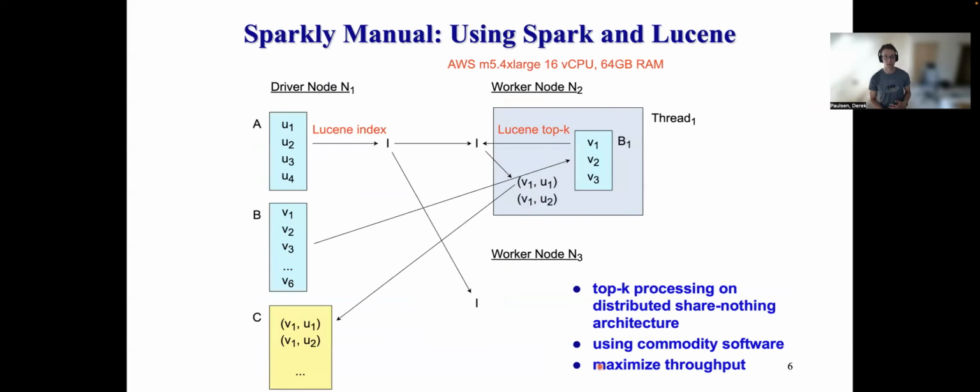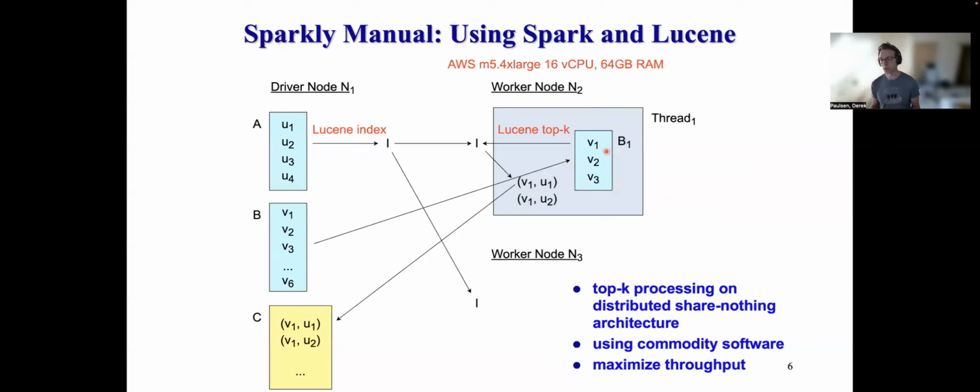Of course, we want to scale this up to many records, and we do that by using common open source software, in particular Spark and Lucene, hence the name Sparkly. Suppose we have a 3-node cluster. We have a driver node here, which is N1, and 2 worker nodes, N2 and N3. We'll again begin by taking table A, building a Lucene index on it, and then distributing that index I to all of the worker nodes' local disks. We then take table B and chop it into pieces and send each piece over to a particular thread on a worker node.